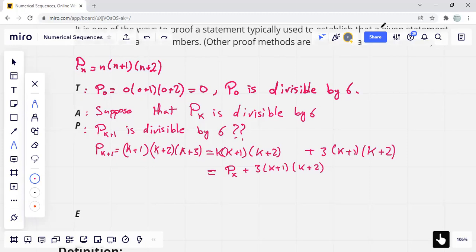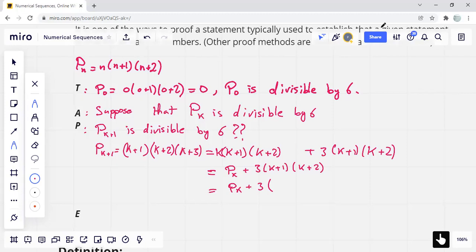Okay, the even number is divisible by 2. So we can write this whole part, 3 into k plus 1 into k plus 2, as such. This is equal to pk plus 3 into an even number. An even number times an odd number is always an even number. For example, 4 times 3 is 12, and 6, an even number, times whatever, for example times 5, is 30.